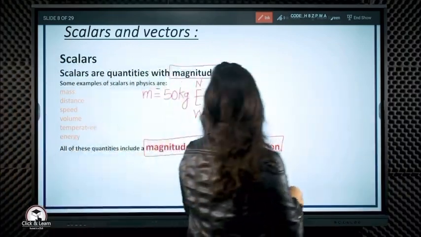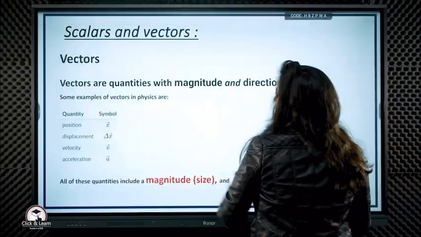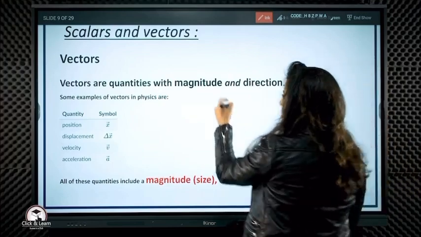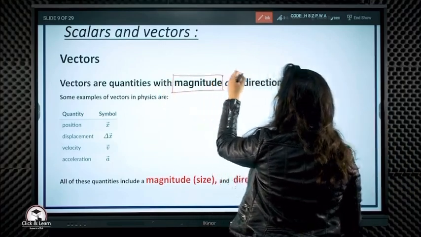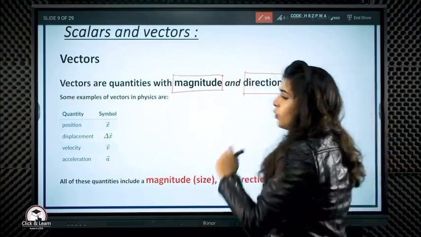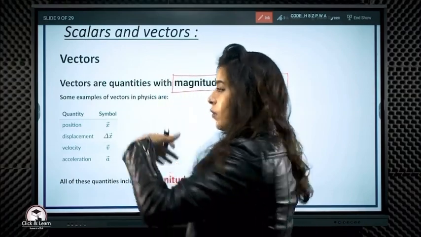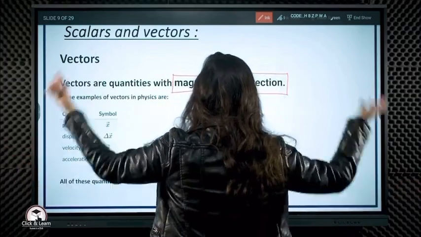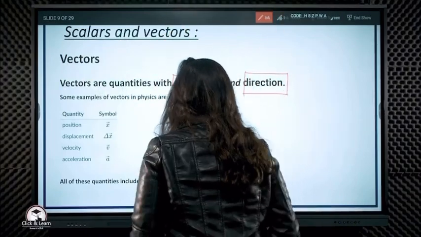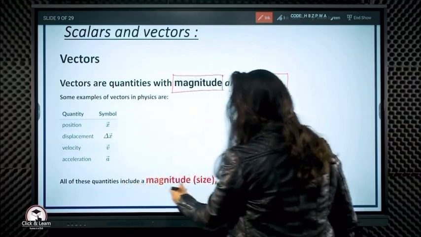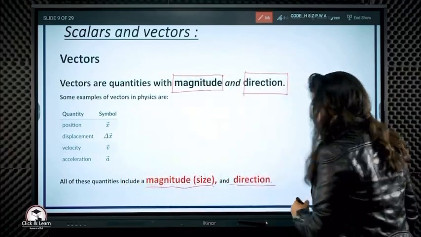Okay, let's go to the vectors. Vectors are quantities with magnitude and direction. If you remember in the previous slides, I told you about the sign convention. The sign convention told me to put minus for the left, positive for the right, positive for my head up, negative for my legs. According to that, I have to mention the direction. So all of these quantities include magnitude and direction.